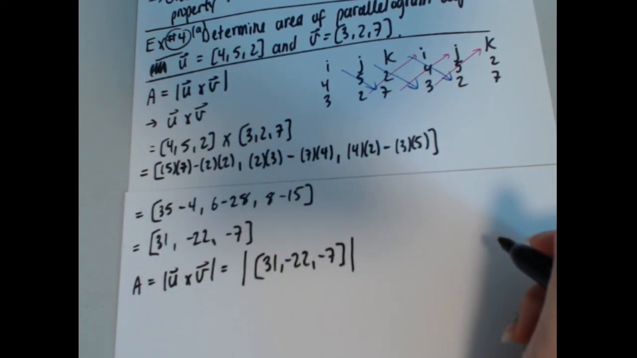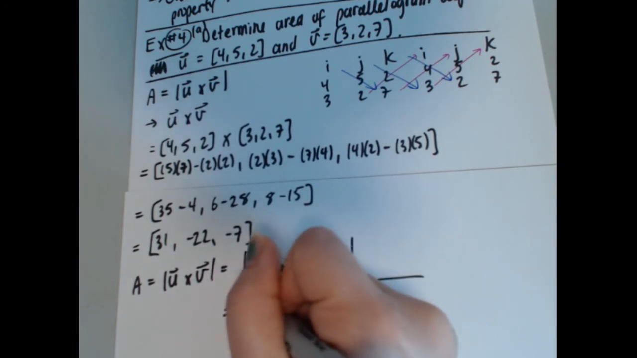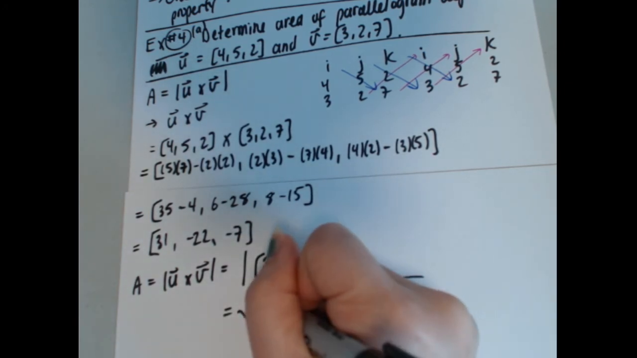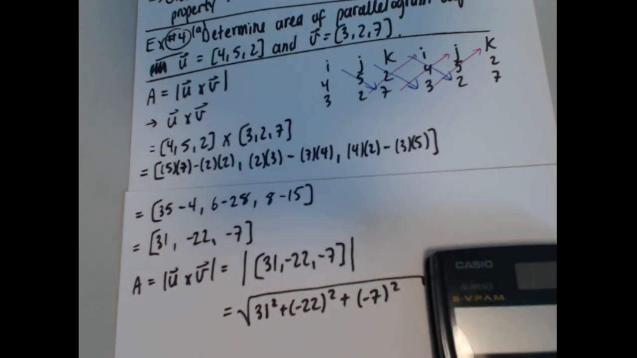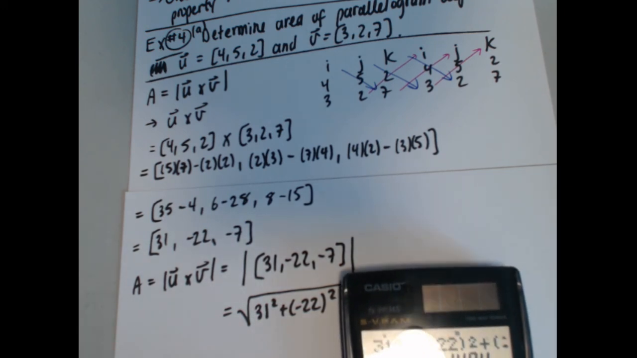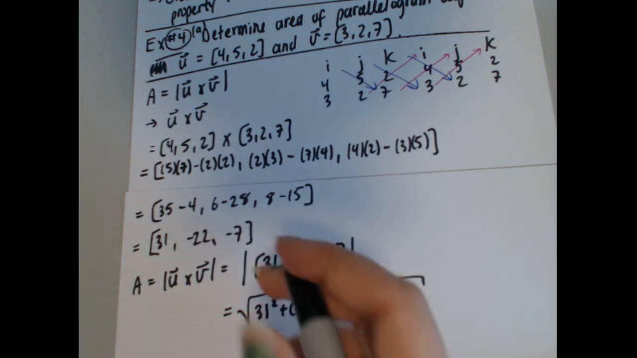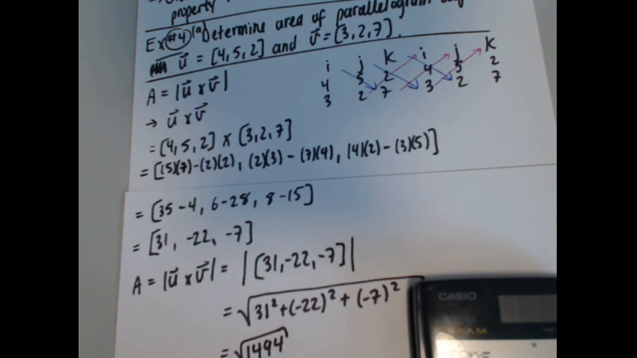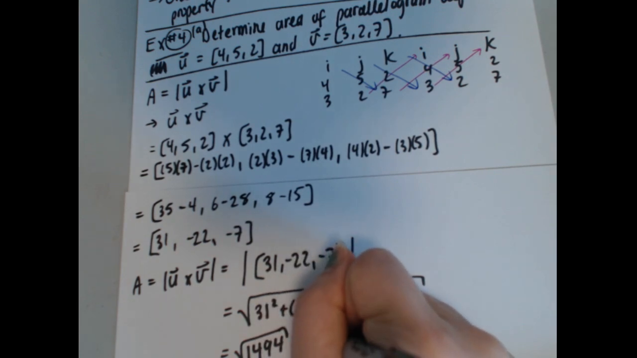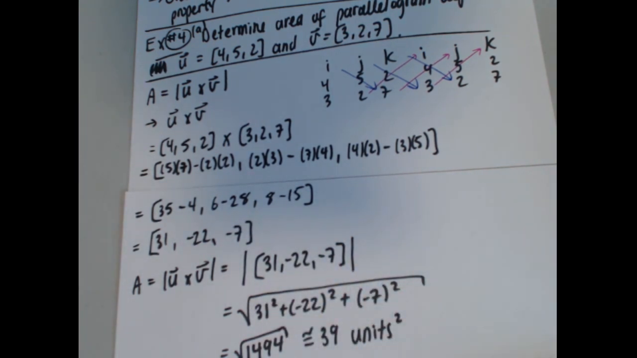So how do we find magnitude? It's been a while since we did this. We take the square root of the sum of the squares of each component. So the square root of 31 squared plus negative 22 squared plus negative 7 squared. We're going to use our handy dandy calculator. It doesn't matter whether you put plus or minus 22 and square it, it's going to be positive. So we have 1494, and so it's going to be root 1494, and if we take the square root of that, it's about 39. Let's just call that 39 square units.